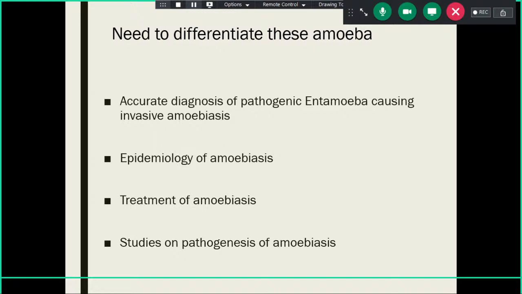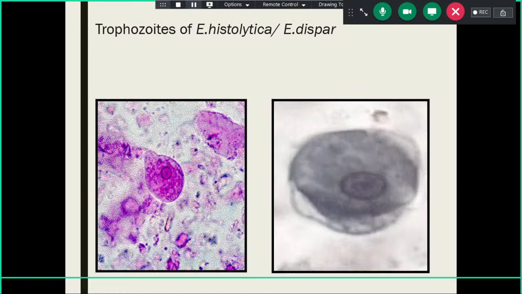Why do you need to differentiate? I told you it can be pathogenic or non-pathogenic. If you wrongly diagnose EH when seeing a non-pathogenic one, the clinician will settle on EH and the patient will be treated with metronidazole. The other underlying condition or other cause for that condition will not be looked for. So many times you need an appropriate diagnosis.